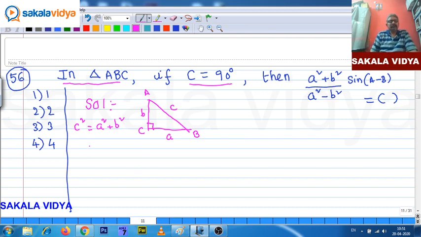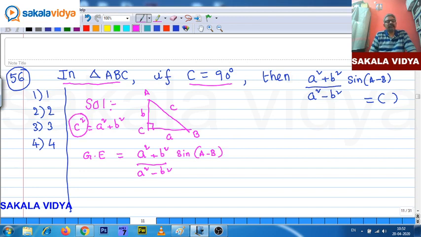Next now, let us go for the given expression. What is the given expression here? A square plus b square by a square minus b square multiplied by sine of A minus B. According to the problem, a square plus b square is replaced by c square. So this can be rewritten as c square by a square minus b square times sine of A minus B.